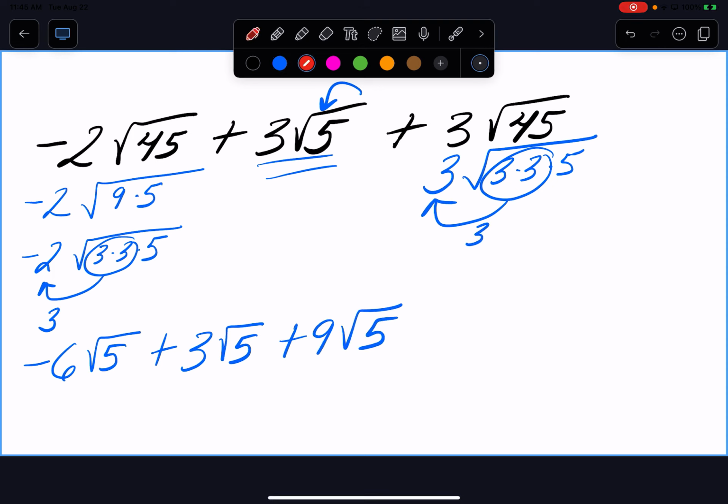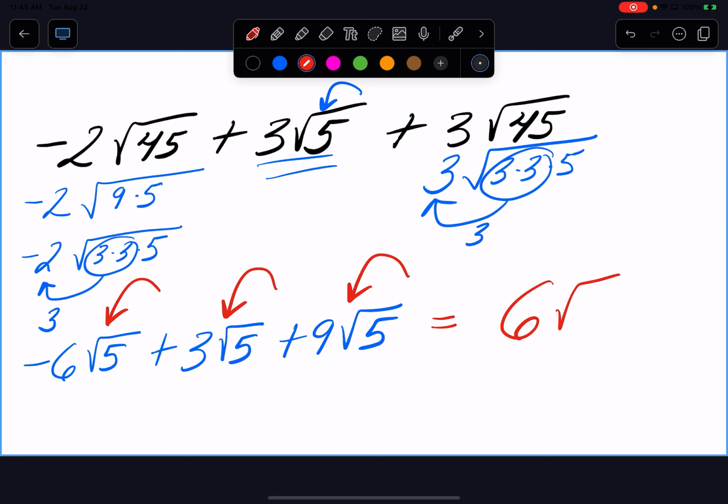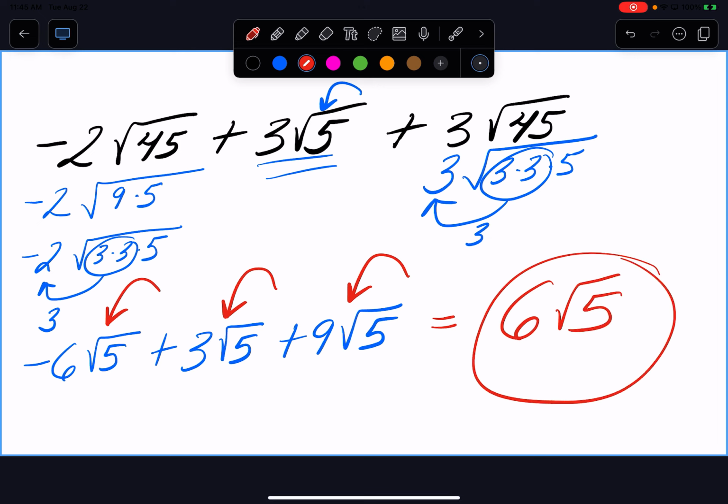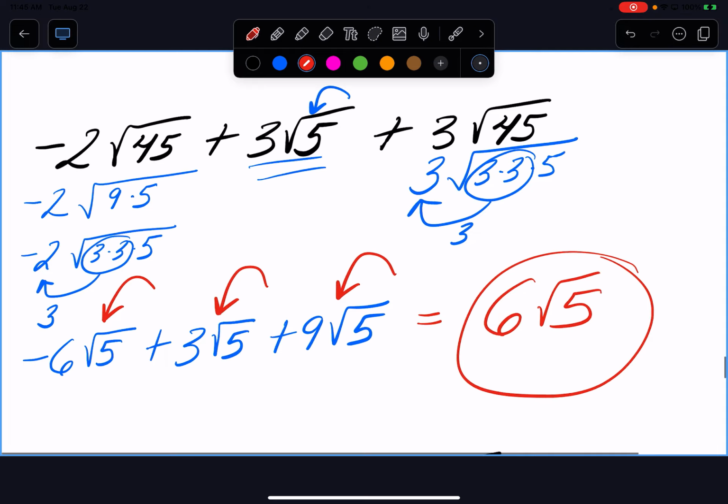Then I say, okay, I can only combine apples with apples. Negative 6 apples plus 3 apples plus 9 apples is how many apples? 6 apples. So 6 square roots of 5. How many of you got it right? Nice. How many of you are like, I got it wrong, but it was a silly error, I won't do it again? Nice. That's just as good. All right, let's go work.